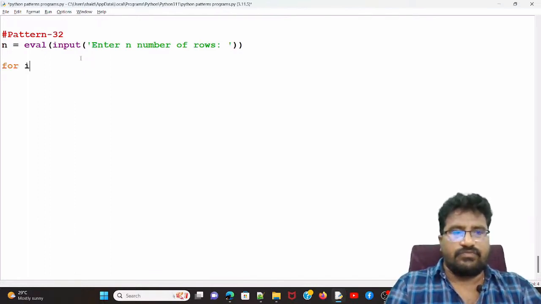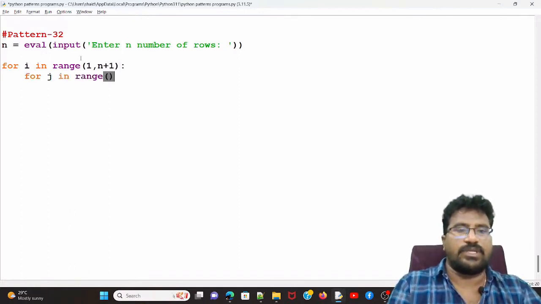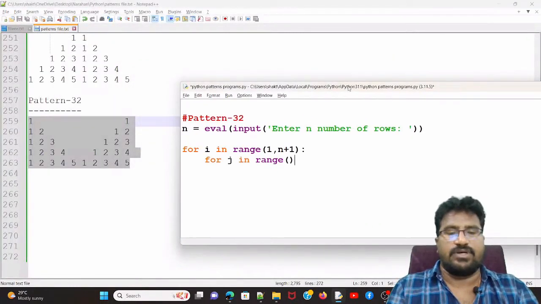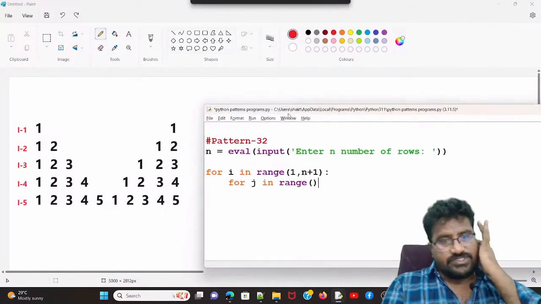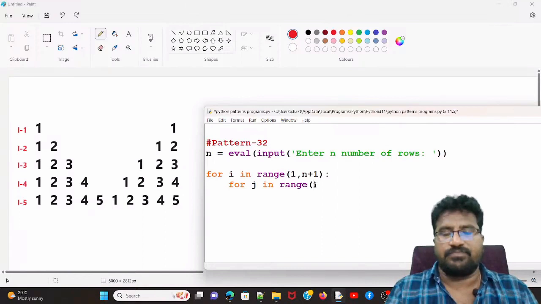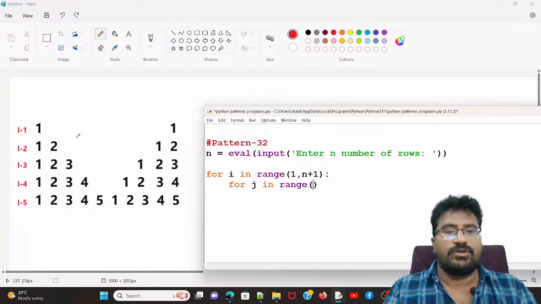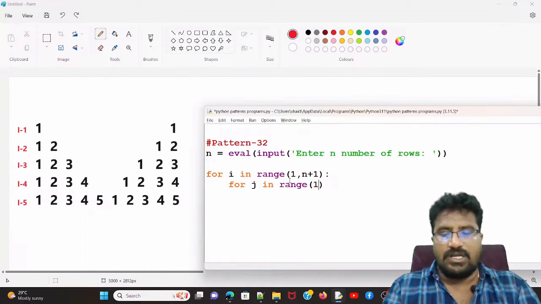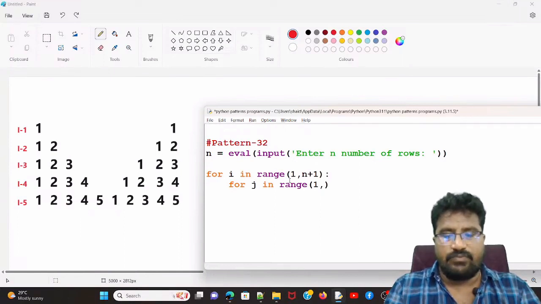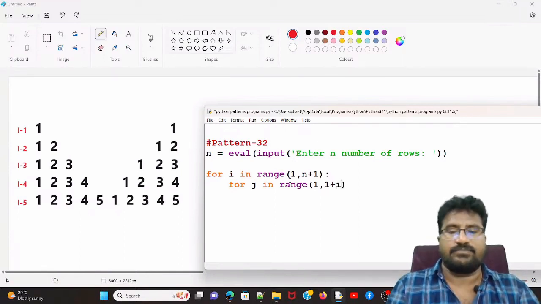So for i in range, starting 1 and n plus 1. Then again for j in range. All of you observe now. First time the j loop iterates only one time. Next time two times. Next three times. Next four times. Next five times. Starting value one, ending value i plus 1. We take here i plus 1.